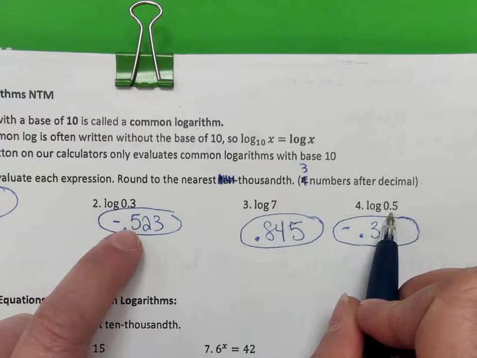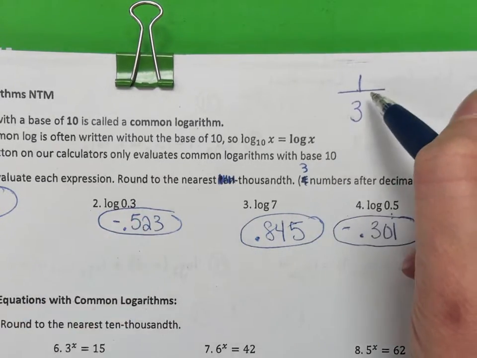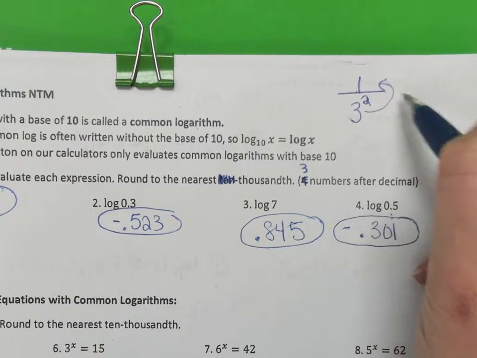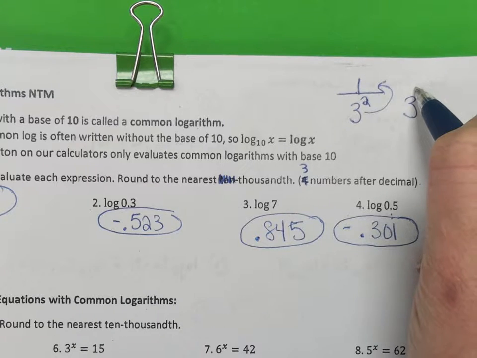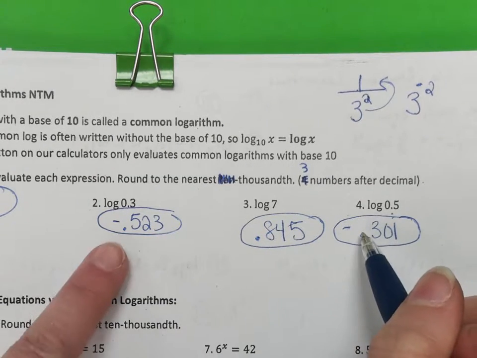1/2. A fraction, right? So remember when we did fractions, that the number on the bottom would have an exponent? Let's say it was 2, right? And when we move it up, it would become 3 to what power? Negative 2. Does that make sense why those are negative now?